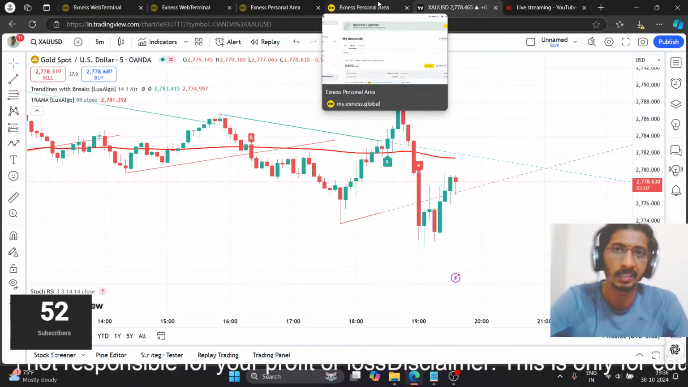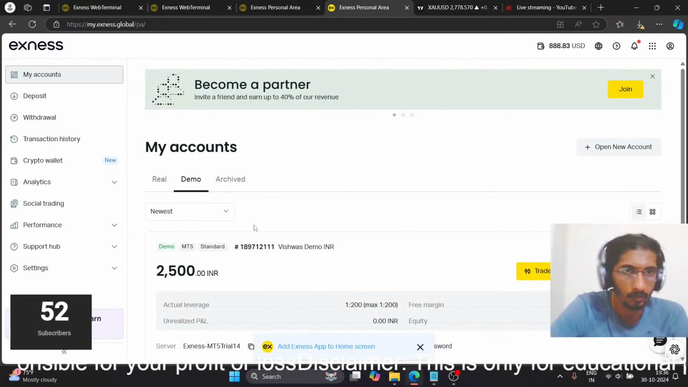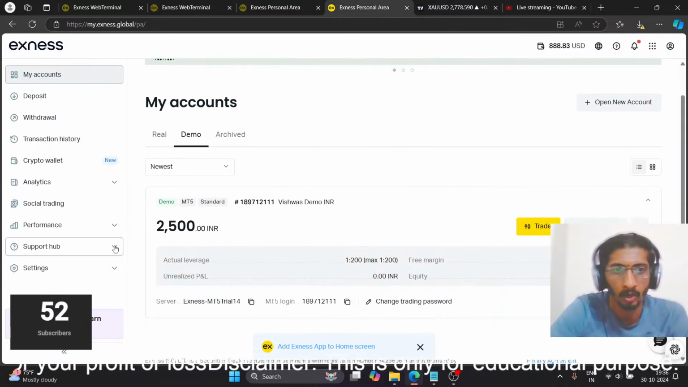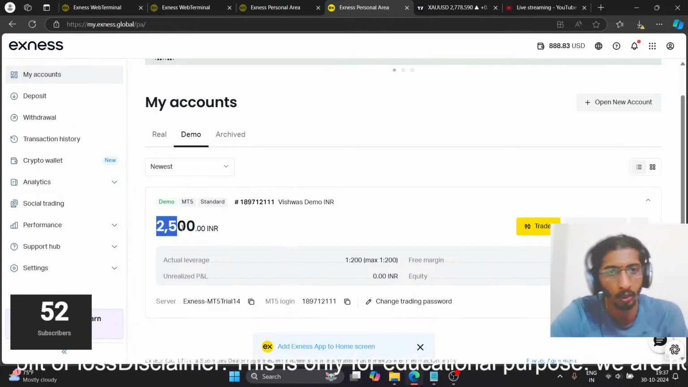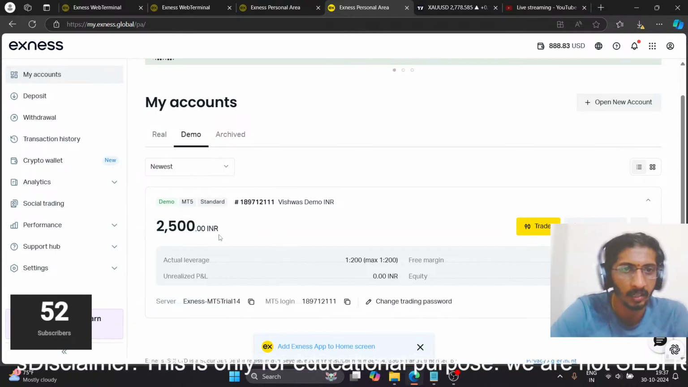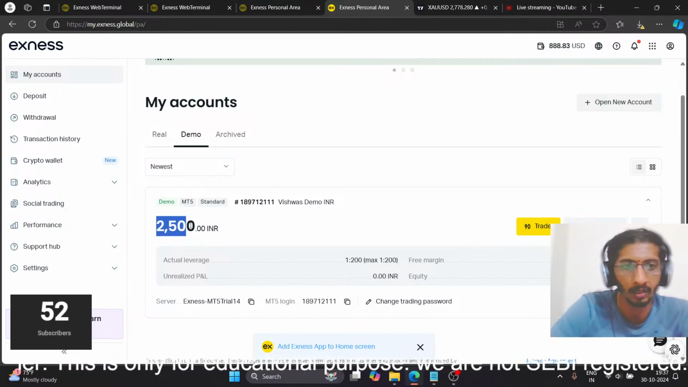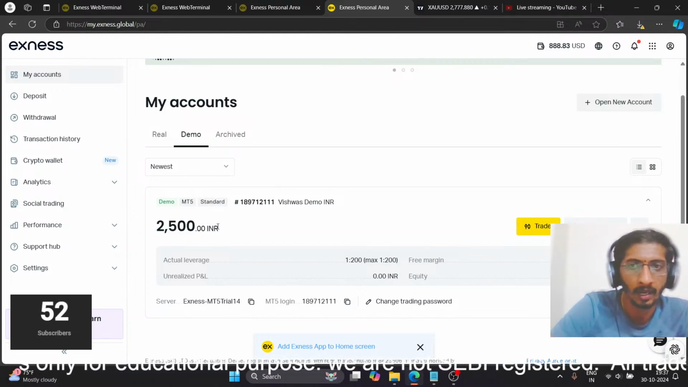I'll move ahead to the Exness app. As you can see, this is a demo account I opened because I want you to see realistically what it looks like if we are starting a trade challenge with 2,500 rupees.